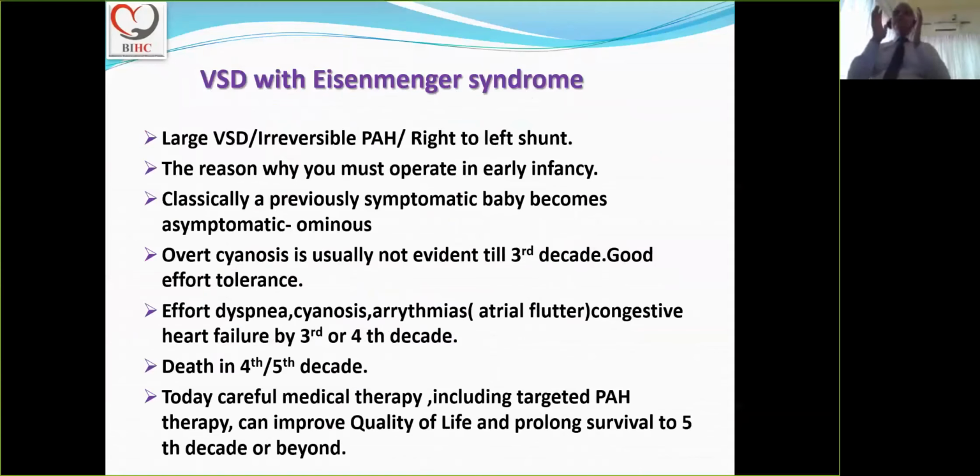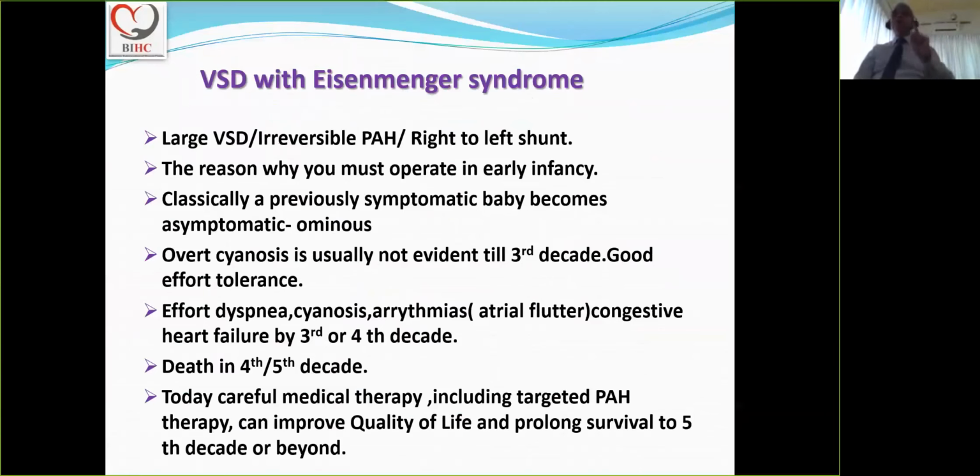But when you say Eisenmenger VSD, the problem has happened in infancy or by 2 years of age, and since there has been an irreversible PAH. So it's a large VSD, irreversible PAH, right to left shunt, the absolute reason why we need to operate in early infancy. And classically, as we mentioned earlier, a previously symptomatic baby becomes asymptomatic. That is very ominous. This may mislead the parents as well as the pediatricians that the child is doing well.